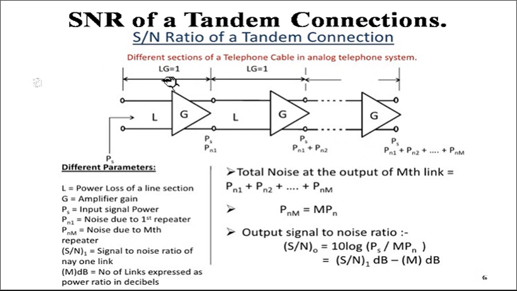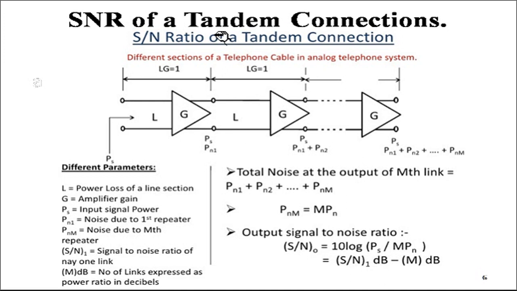So L into G is equal to 1, and we know what L is. L is the power loss of a line, and G is the gain of the amplifier. Here you can see different sections. This is the first section, this is the second section, and you can go on up to the mth section.